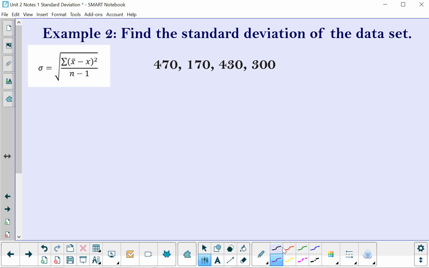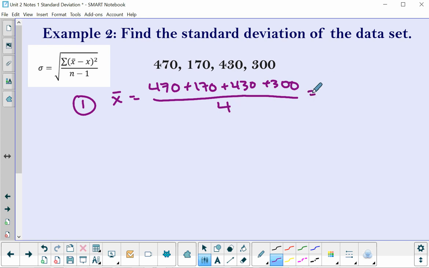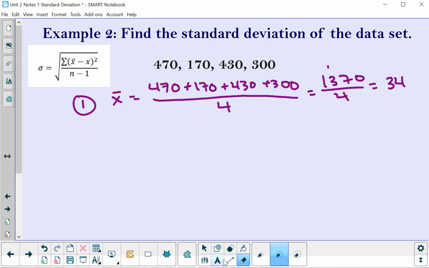So the first thing I need to do is find the mean. So step number 1, the mean is equal to the sum of all of that, 470 plus 170 plus 430 plus 300. Oops, almost lost a 0 there. And my n there is 4. So type all that into your calculator, 470 plus 170 plus 430 plus 300, and I get 1,370. And divide all that by 4, 1,370 divided by 4, and I get 342.5. Oops, again, I keep dropping numbers, sorry. 342.5. Okay, so there's my mean.